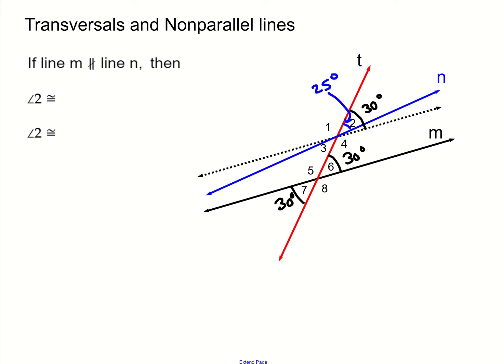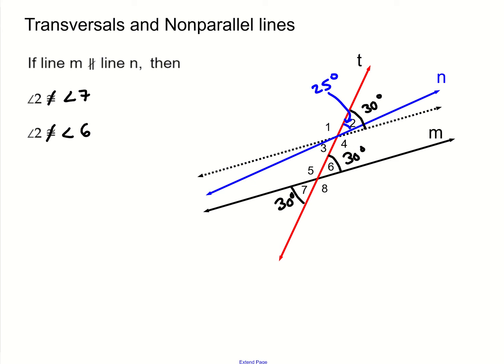Now the new angle 2, the new angle from the red transversal line to the new blue line, is no longer 30 degrees. It's actually 25 degrees, something smaller. Because that angle is smaller, it no longer is equal to 30. And so notice that angle 2 is no longer congruent to angle 6, if we call angle 2 this 25 degree angle, that is.